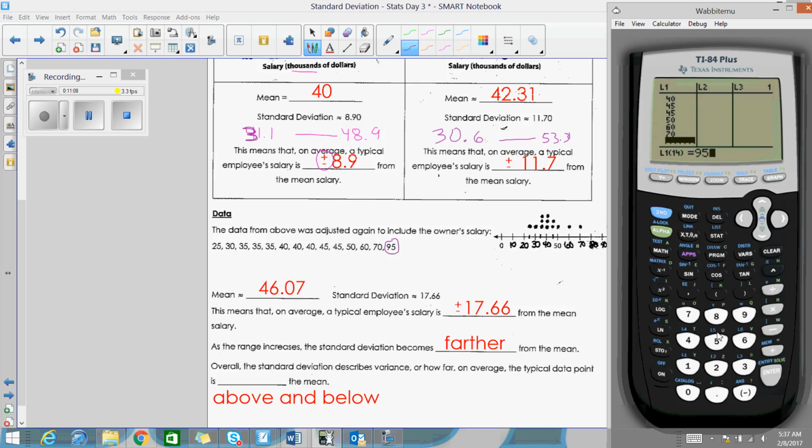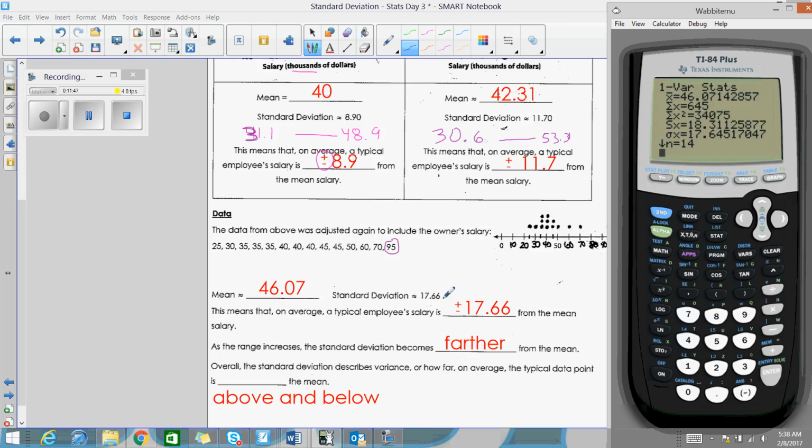Now, if you keep thinking, if we added a new salary the last time, it changed my mean, my average. If I had a salary of 95,000, by adding another salary, especially a very large salary, that should change your mean, which should change your standard deviation. So you put that in, hit enter. So now we go to stat, calc, 1-Var Stats, and now look, you get an average of 46.07 and a new standard deviation of 17.66.